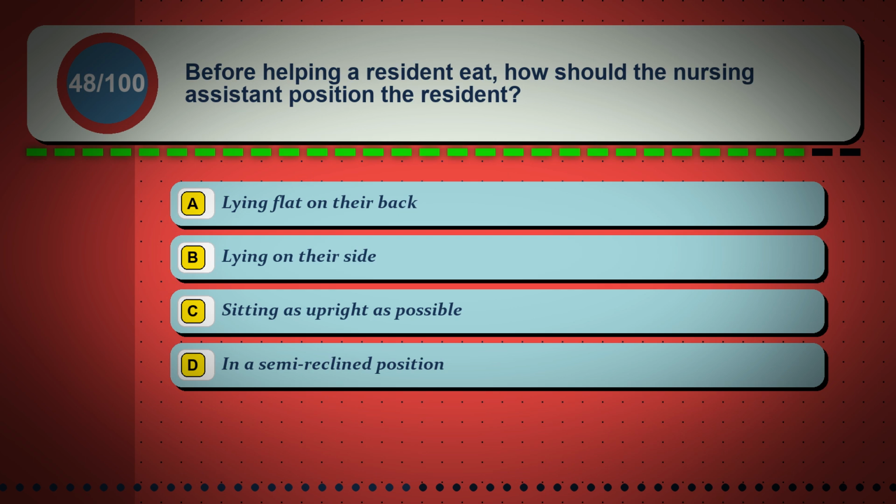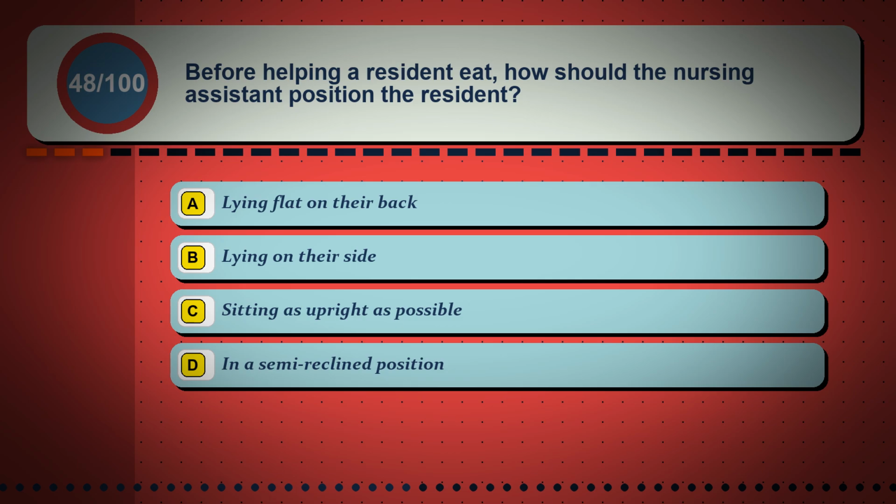Question 48. Before helping a resident eat, how should the nursing assistant position the resident? Option A. Lying flat on their back. Option B. Lying on their side. Option C. Sitting as upright as possible. Option D. In a semi-reclined position.